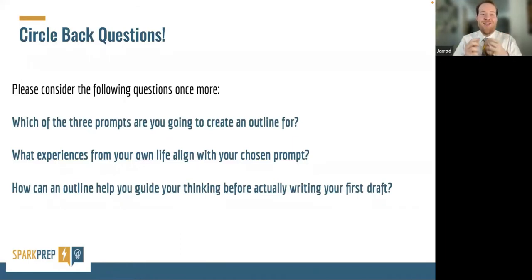So coming back to our circle back questions. Again, I hope after going through these outlines a little bit and discussing more about the purpose of outlines and the purpose of creating a successful application essay, you have a better understanding of which of the 3 prompts for this year's essay contest from Spark Prep and Bloom Global Education that you're going to create an outline for, perhaps what experiences from your own life align with your chosen prompt, and how can an outline help you guide your thinking before actually writing your first draft? So really consider those questions as you approach the outline, hopefully this week.